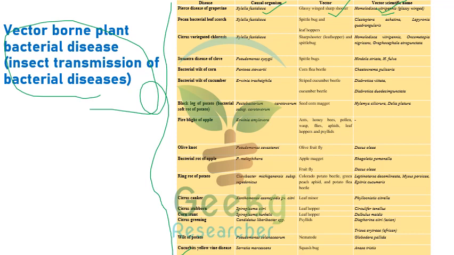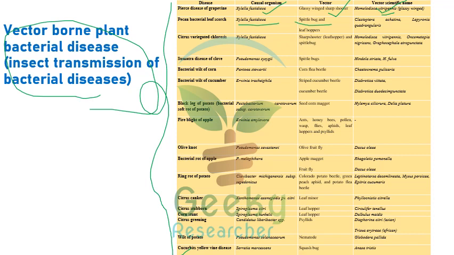And the second one is pecan bacterial leaf scorch, which is also caused by Xylella fastidiosa, and it is transmitted by the spittlebug, that is Clastoptera achatina, and one more species of leafhopper, that is Oncometopia orbona.